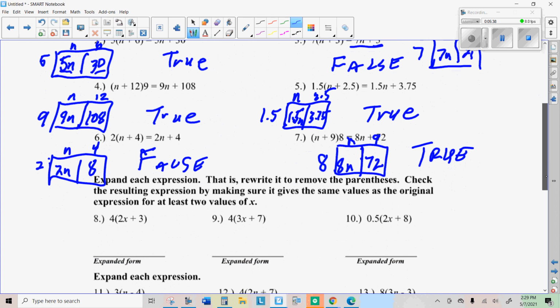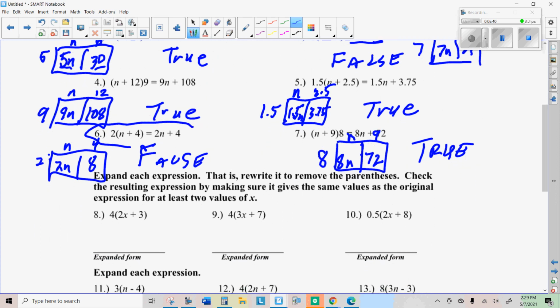So the only one that I found was false is number 6 here. Those are not equivalent. All right.